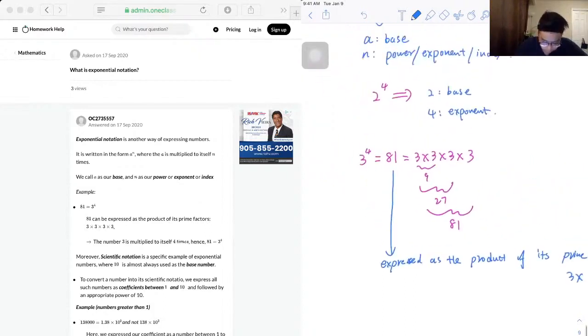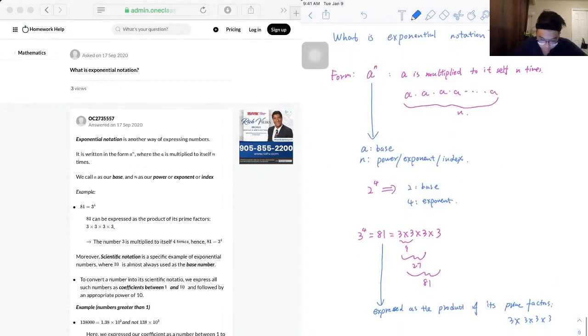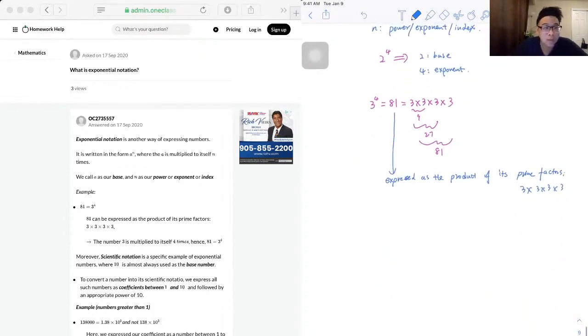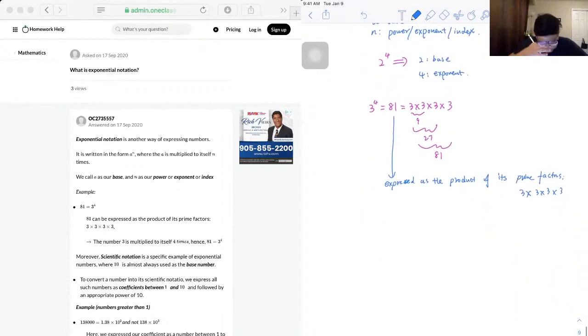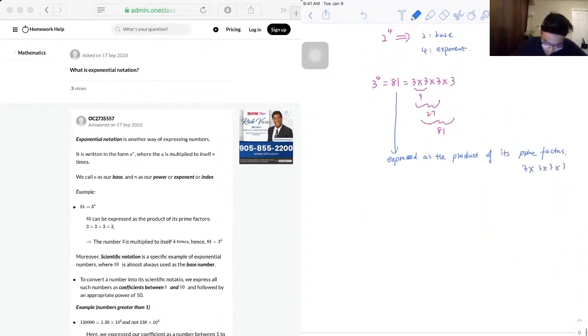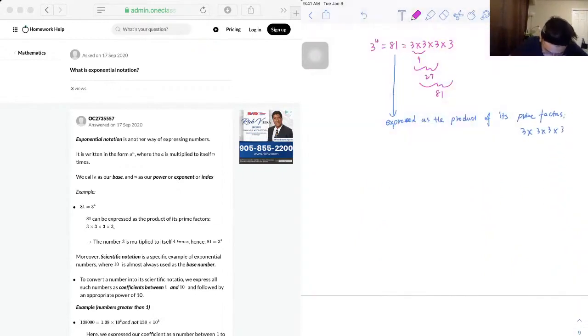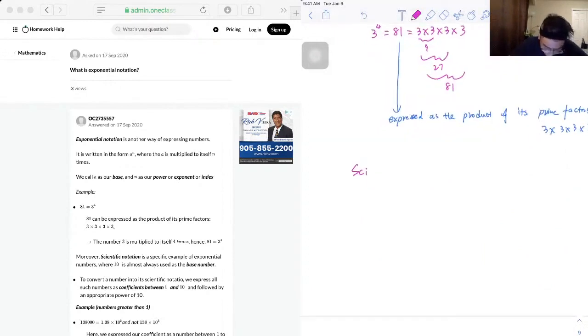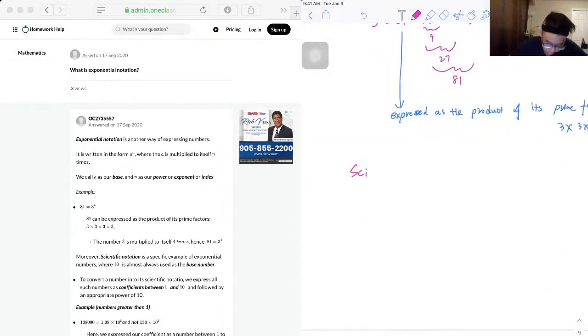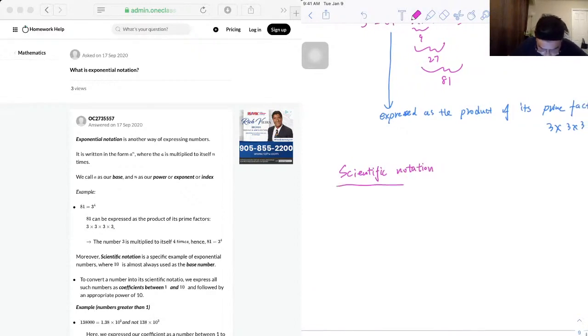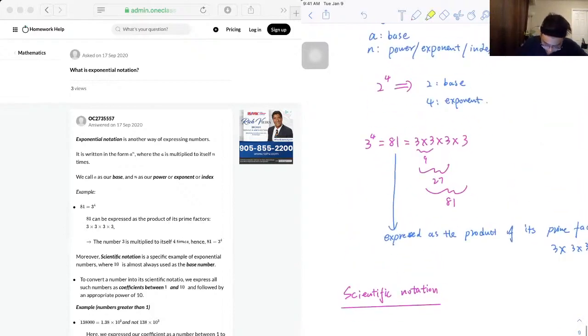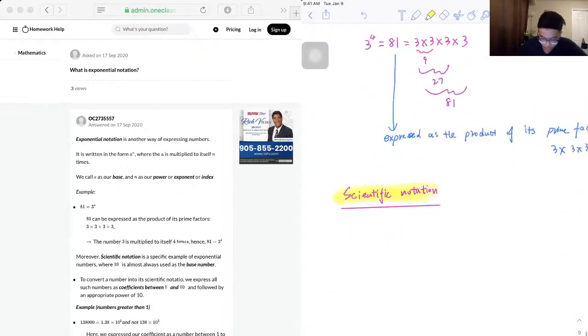And yeah, so the second part of the exponential notation will be what we call the scientific notation. I'll write it down here. Scientific notation.